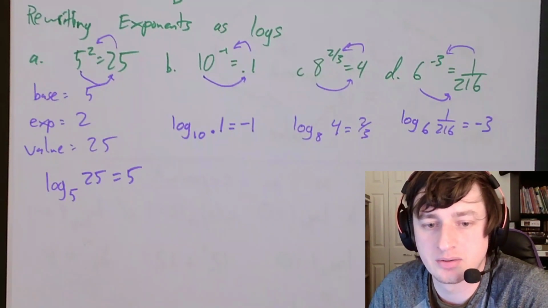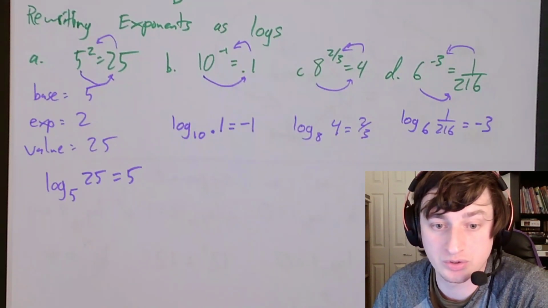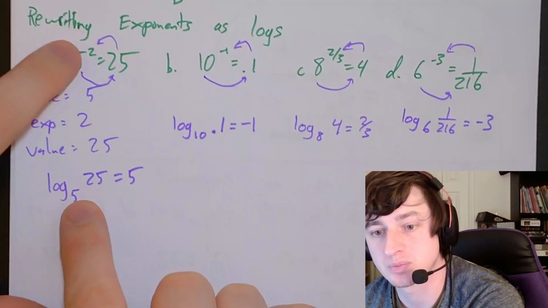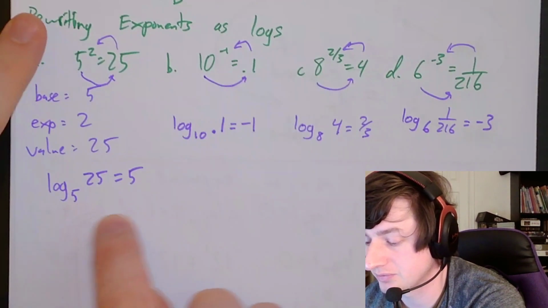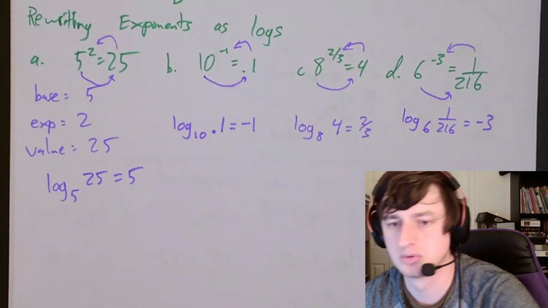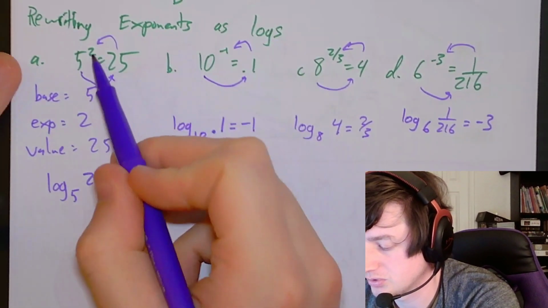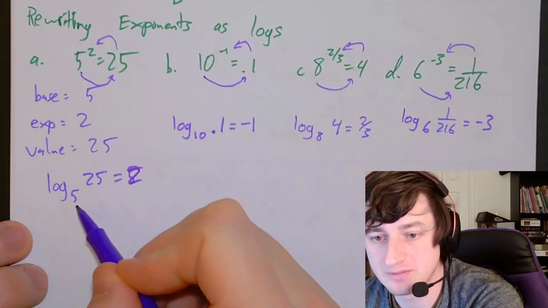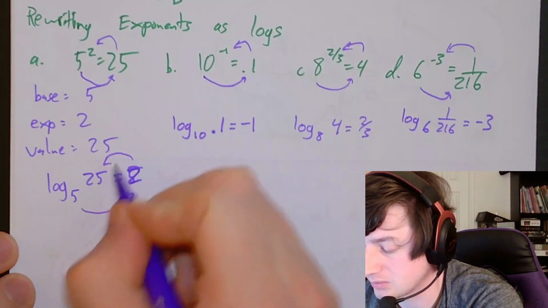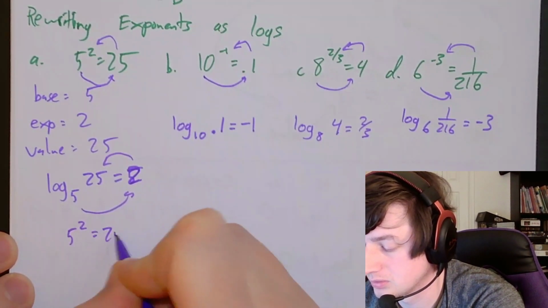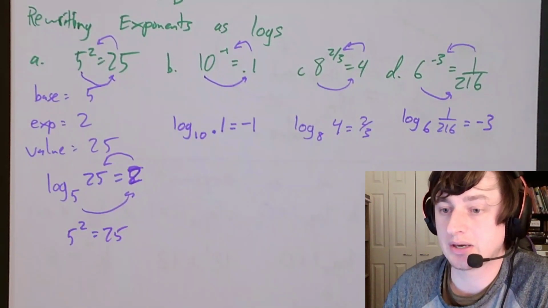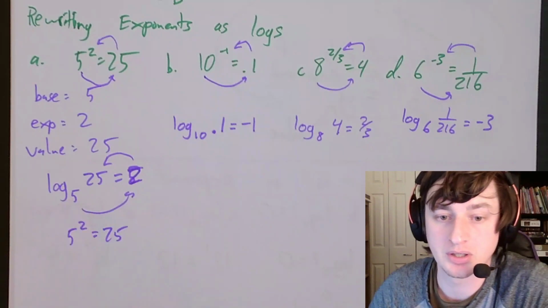How do we know that's right? Well, we should be able to work backwards to this exponential statement. We should be able to go from the logarithm to the exponent. So if I raise 5, well, that's certainly not right. I wrote it wrong. That should be a 2, because it was an exponent of 2. So 5 squared is 25. We should be able to work our way back around to get our exponential statement.